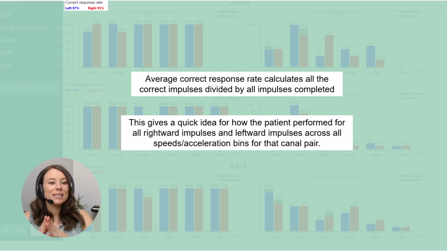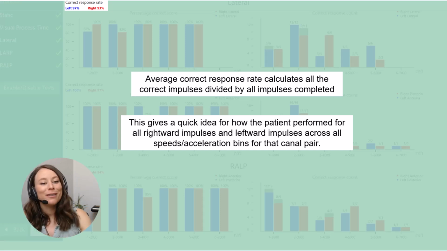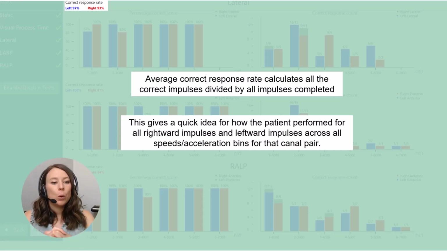So we're not looking at speed specific data. We're just looking for every time the head went to the right, how did I do? Every time my head went to the left, how did I do? Because ultimately, that's a good first question to answer: is there an asymmetry for rightward head impulses versus leftward? And we many times are trying to answer this question throughout vestibular testing, right? We're trying to figure out which is the problem side.